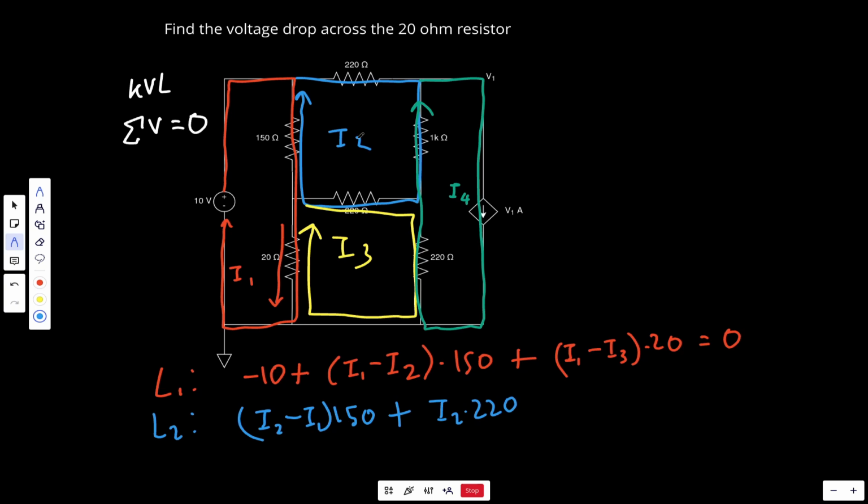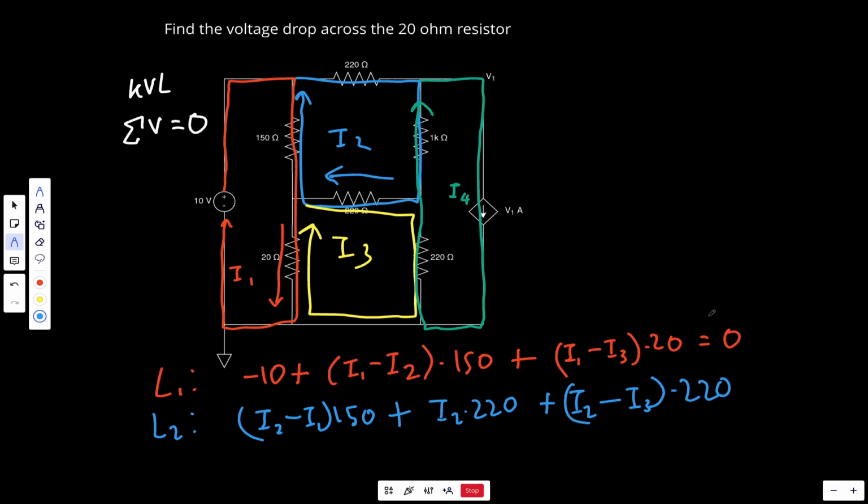So here again, I2 is going in this direction. So it's kind of flowing from right to left. As you can see, I3 wants to go in this direction, from left to right. So we're assuming that I2 is the positive direction, so anything that's going from right to left through this 220 ohm resistor is going to be correct. So it's going to be I2 minus I3 multiplied by 220.